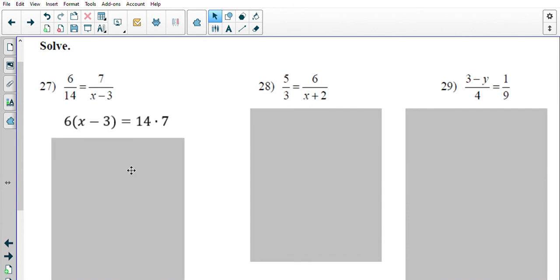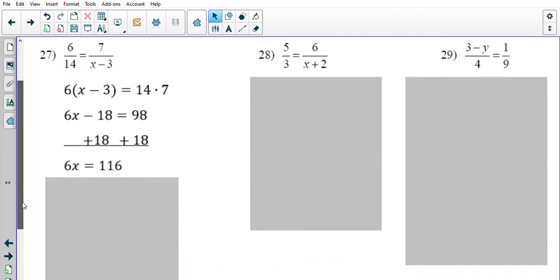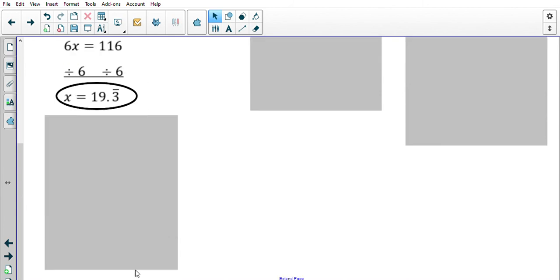You got to put the x minus 3 in parentheses. That equals 14 times 7, which is 98. So between this step and this step, I multiplied 14 by 7 and I distributed. So I did 6 times x to get 6x, 6 times 3 to get 18. Now you just have a 2-step equation. Add 18 to both sides to get 6x equals 116. Divide both sides by 6 to get x equals 19.3 repeating.